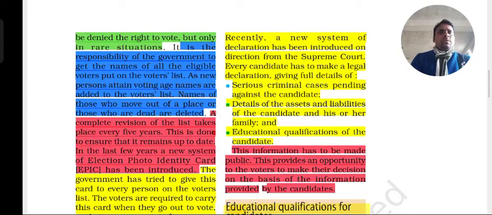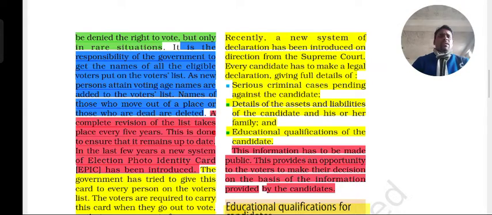So this is the new declaration the Supreme Court has given to contest an election. The educational qualification also has to be provided by the candidate, okay. Educational qualification also has to be given, and this information has to be made public. This provides an opportunity to the voter to make their decision on the basis of the information provided by the candidates. So you may ask, sir, why is it needed?